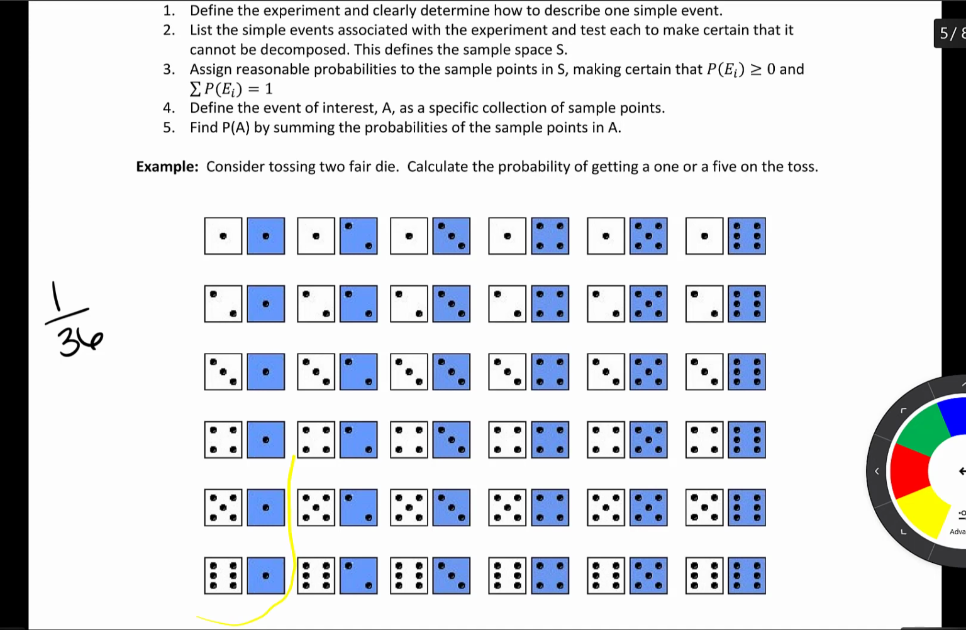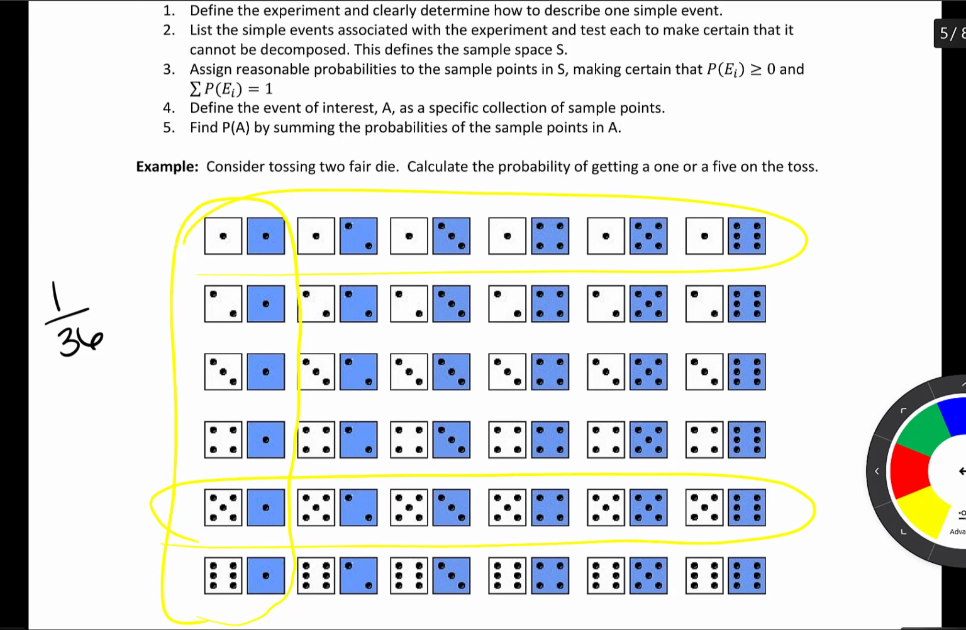So notice that all of these tosses have a 1. All of these tosses have a 1. All of these tosses have a 5. And all of these tosses have a 5. So everything circled in yellow is a roll that has a 1 or a 5 in the toss.